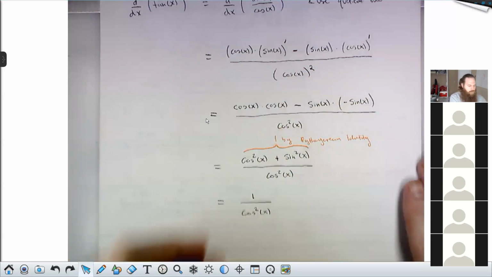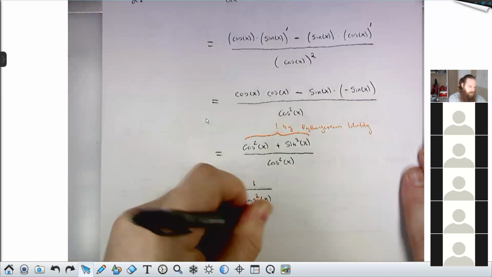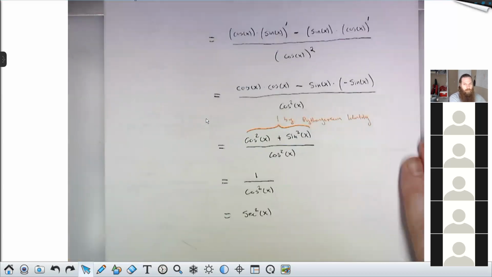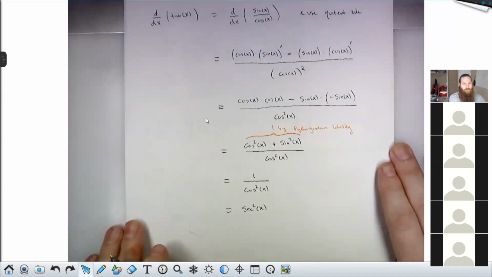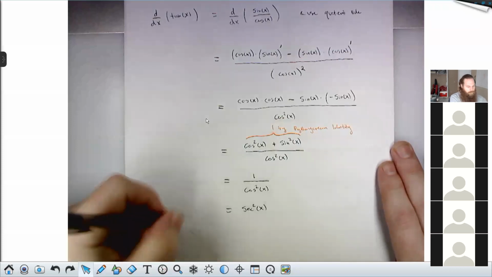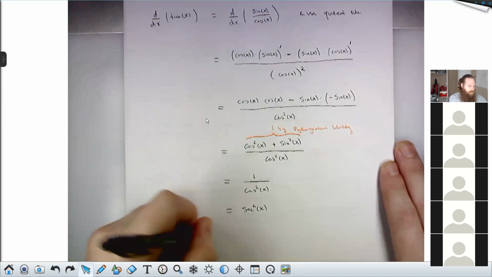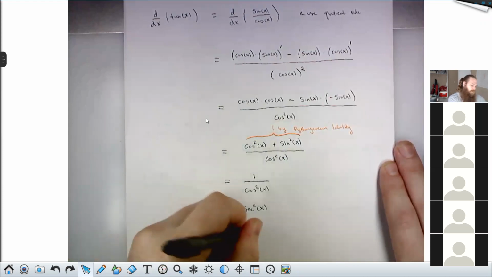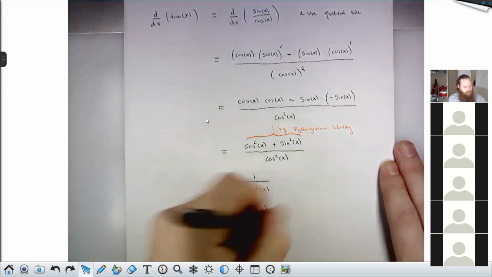And 1 over cos squared, that's called secant squared, right, because secant is 1 over cosine. So what have we discovered? The derivative of the tangent function, d/dx of tan x, is secant squared of x.